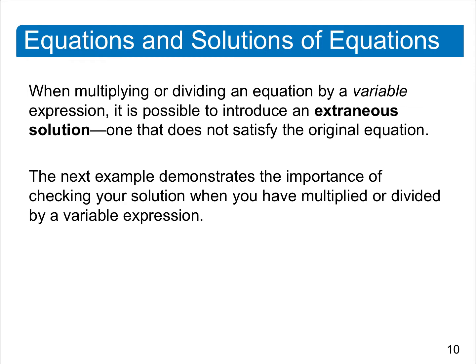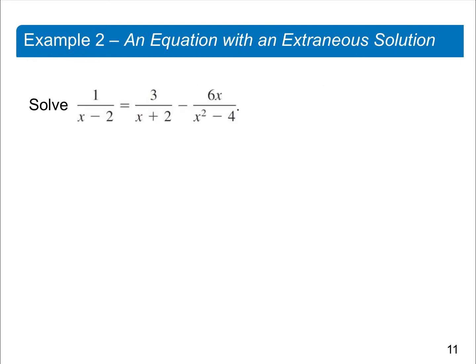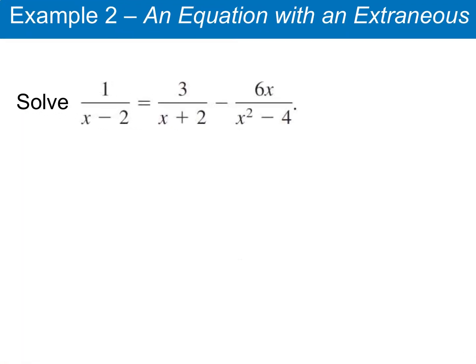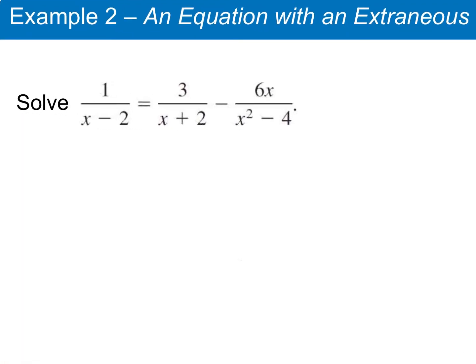So we're not going to include it as an answer. It's just going to be an extraneous solution. So if we look at our next example, we have 1 over x minus 2 is equal to 3 over x plus 2 minus 6x over x squared minus 4.